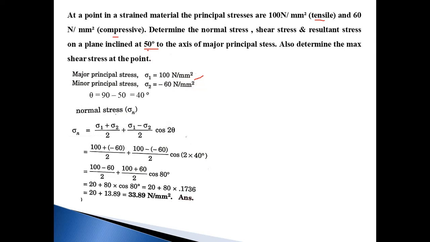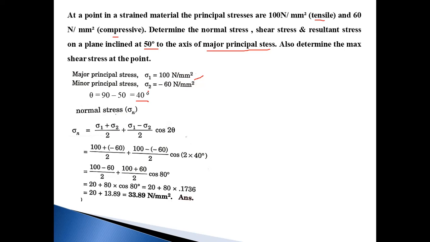Now in this problem the inclination of the plane is given as 50 degrees, but that 50 degrees is given with respect to the major principal stress, that is the major axis, and we are required to find theta with respect to the minor principal stress. So theta is 90 minus 50, so theta becomes 40. We cannot use this 50 degrees directly because it is with respect to the major principal stress. I want to convert it to theta with respect to the minor principal stress. So theta becomes 90 minus 50, that is 40 degrees.